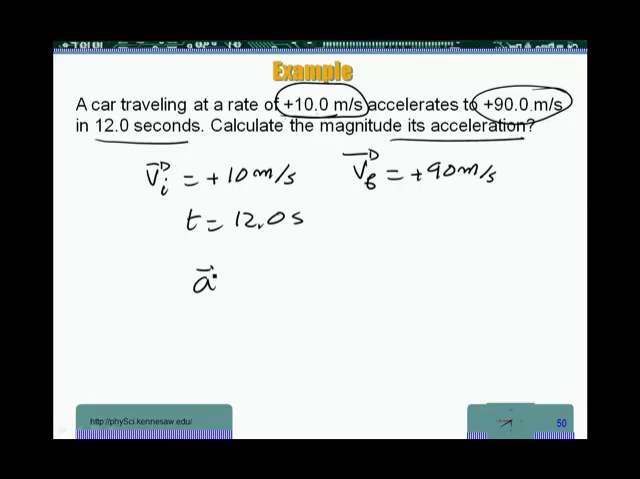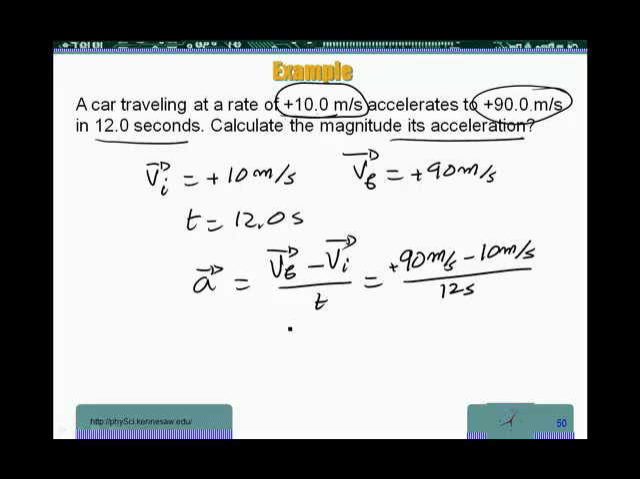So my acceleration is going to be Vf minus Vi over time, which is in this case 90 meters per second minus 10 meters per second over 12 seconds. So in this case, that's going to be 80 meters per second over 12 seconds. Okay, 80 over 12, how much is that? Now, that's 40 over 6, and that's 20 over 3.